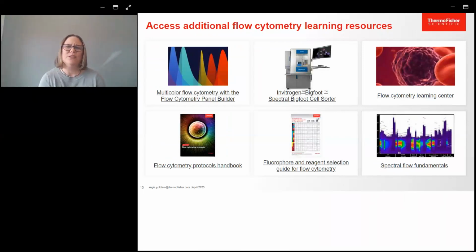Here we have a few additional flow cytometry learning resources for you. Thermo Fisher is really focused on education, and we want to make sure you have every bit of information you need to design a panel well, to have the tools you need to sort or analyze, to create your protocol, and identify the reagents needed. We even have a space for spectral flow fundamentals. So if you're just getting into flow cytometry, spectral flow cytometry is a whole new area that the science is moving towards. And we have overview and educational seminars on that.